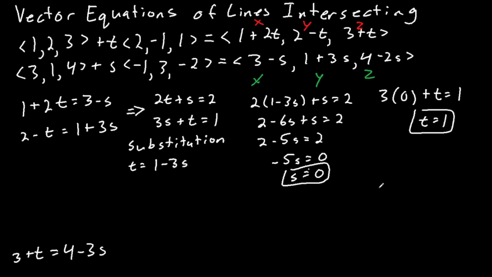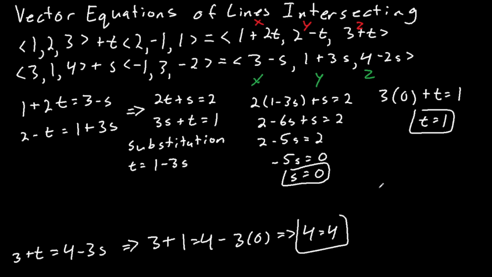Well, we can find that out by plugging in the s and t values into this. Let's put 3 plus, what's t? 1, is equal to 4 minus 3 times 0. And this turns out to be 4 is equal to 4. So therefore, at s equals 0 and t equals 1, these lines intersect. The z values are the same, and the x and y values are the same. Therefore, it's the same point in which they intersect.